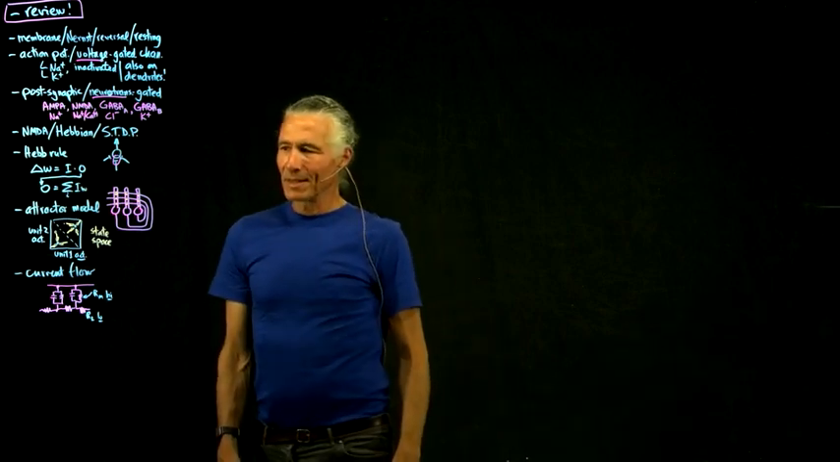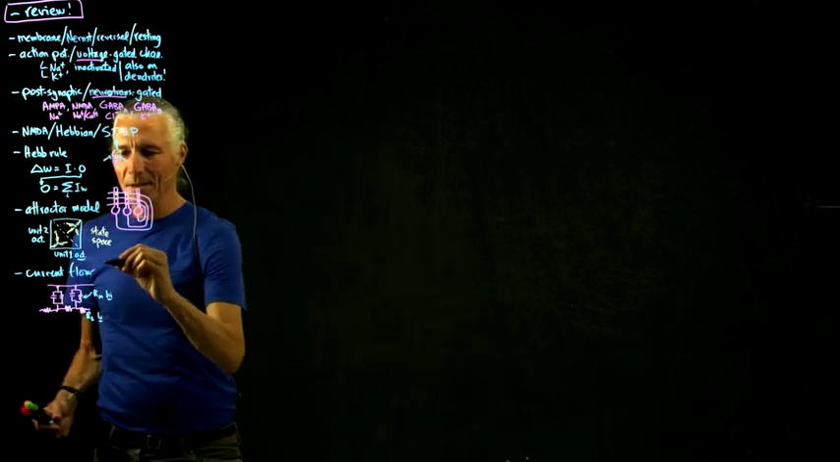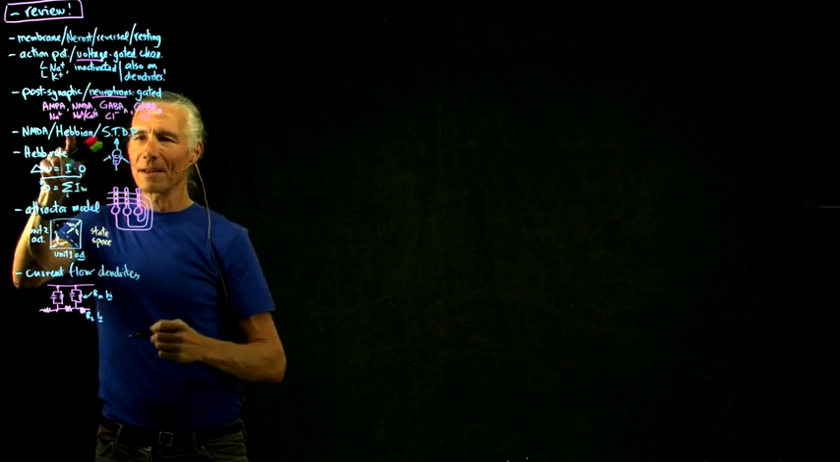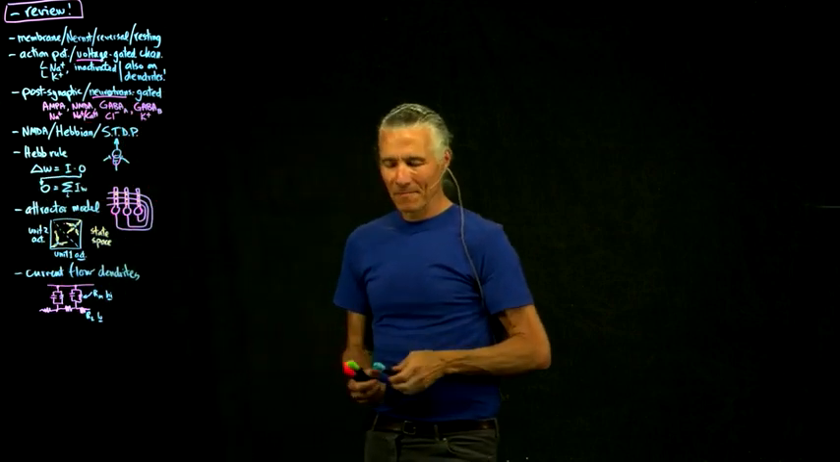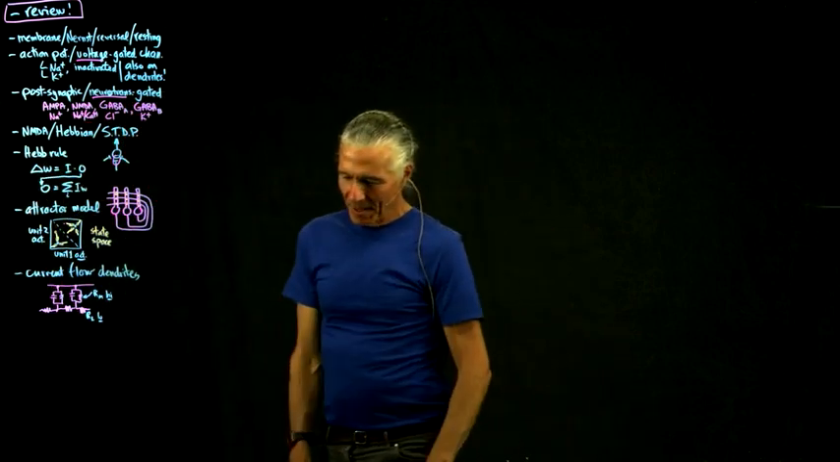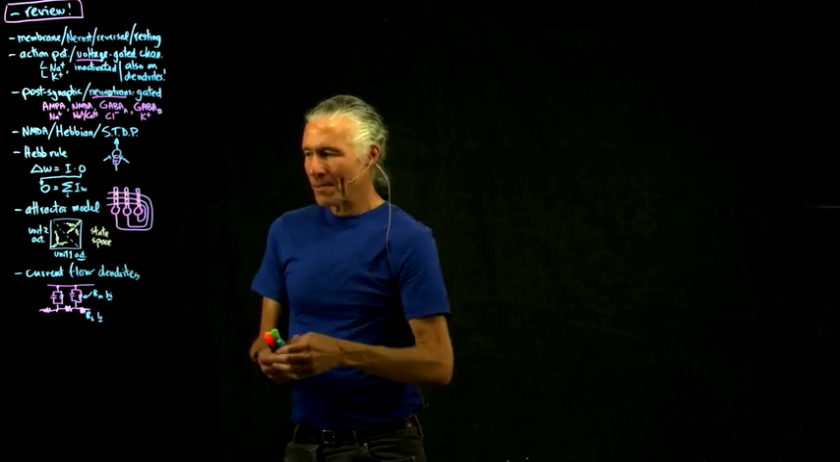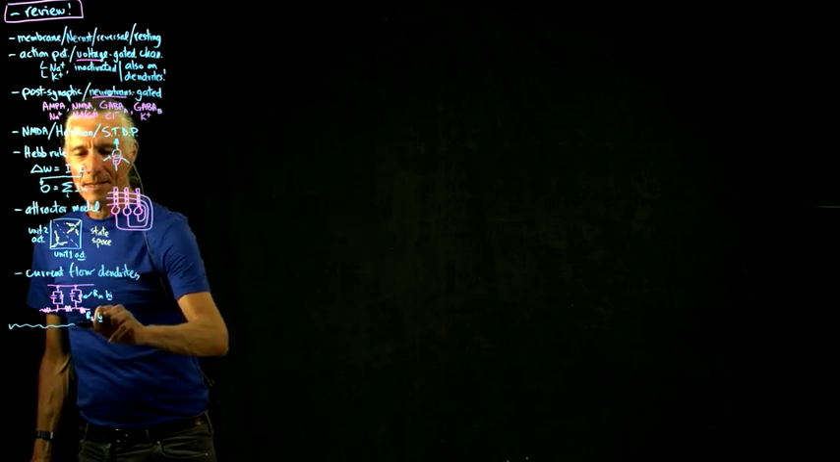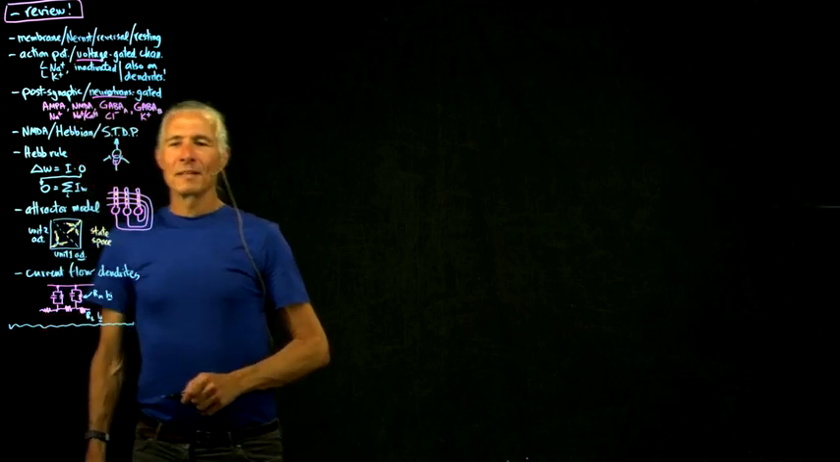Okay, so that was current flow in dendrites. You'd have to make a more complicated circuit if you wanted to include all the other channels in there, but we didn't talk about that. Okay, so that was the end of the low level.